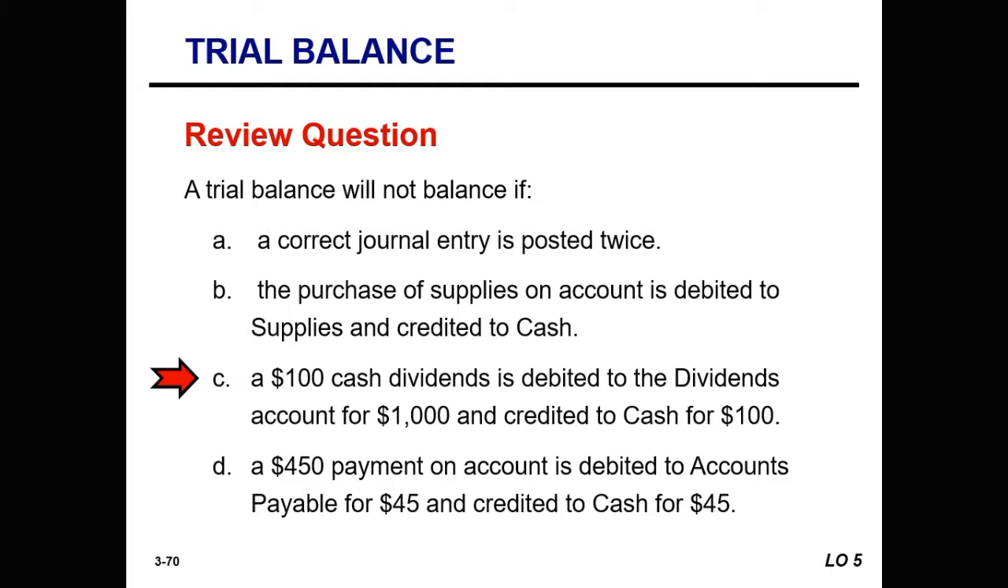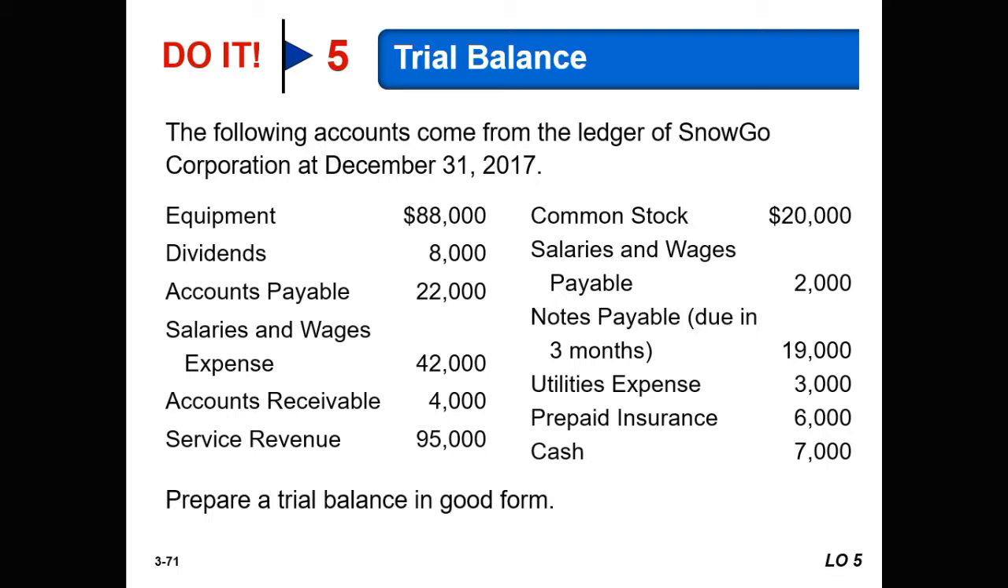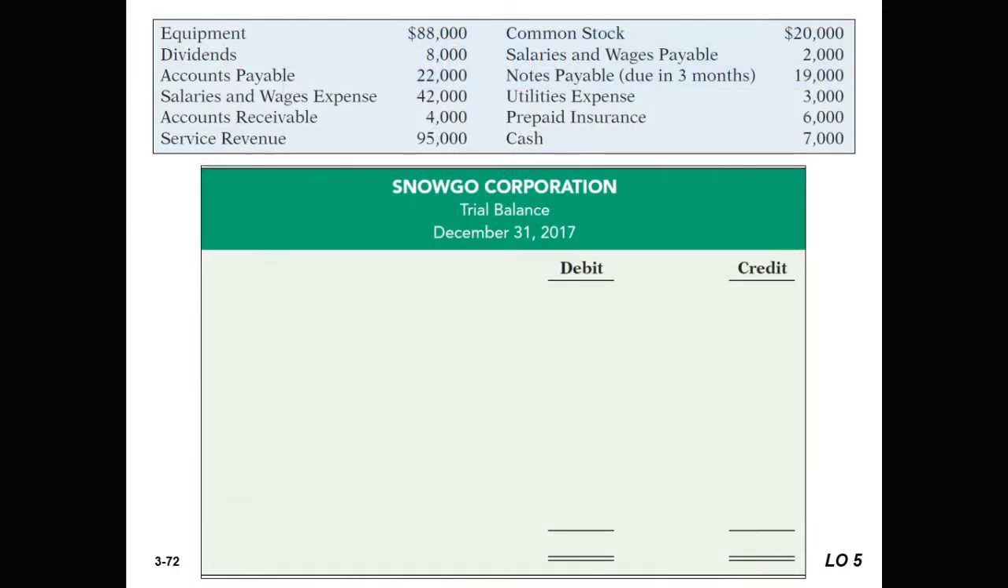So for do it number 5, which is represented in your text, they ask that we create and prepare a trial balance in good form. Remember, the accounts of the trial balance are going to be in good and normal order, starting with assets, moving to liabilities, stockholders' equity, revenues, and then expenses. So here's the basic blank format of a trial balance.